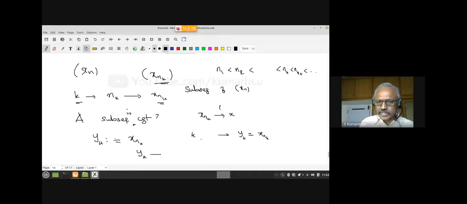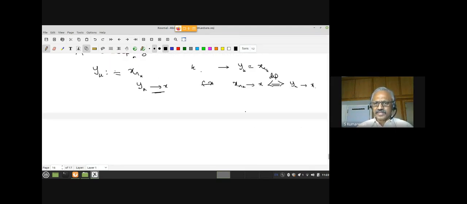So does it make sense that yk converges to x? Yes, right? Because I have defined what is meant by a sequence converging to a real number. Therefore, yk converges to x. If yk converges to x, then I say x_nk converges to x. So x_nk converging to x is by definition the same as yk converging to x. Keep this in mind. This point, except in my book, is never explained.